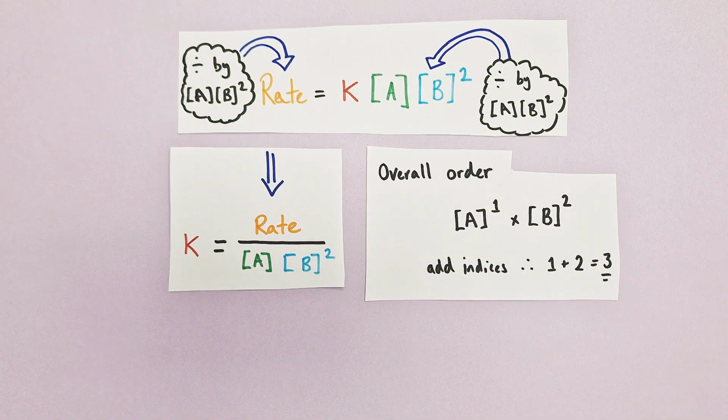Just want to quickly segue into how to calculate overall orders for expressions. For example, for this particular rate equation, if we were asked to calculate its overall order, we multiply A to the power of 1 times B to the power of 2. When you multiply indices or powers, the indices rule that applies here results in us having to add those powers together to find out the overall total. So we take 1 plus 2 for the two powers, giving us an overall order of 3.